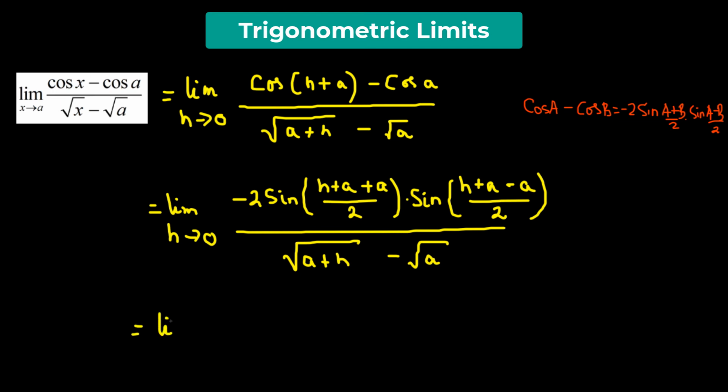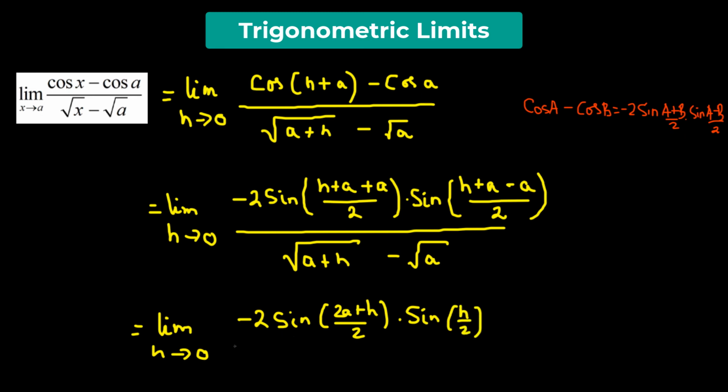Now this will give us limit h approaching 0, negative 2 times sine of a plus h over 2 times sine of h over 2, divided by square root of a plus h minus the square root of a. So the next step will be to rationalize the denominator. So let us do that.